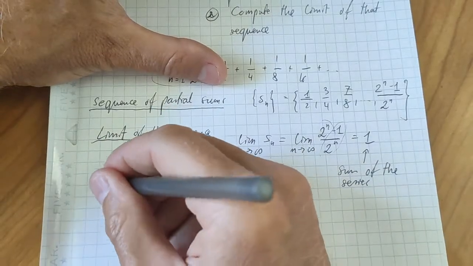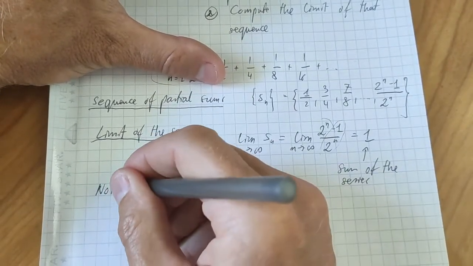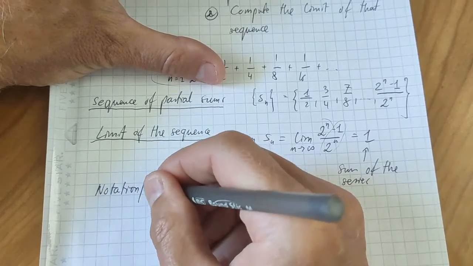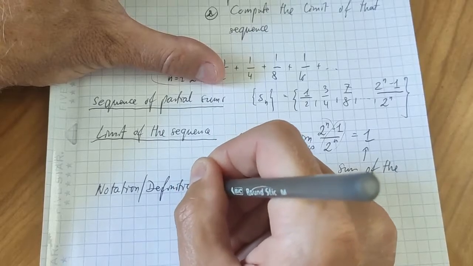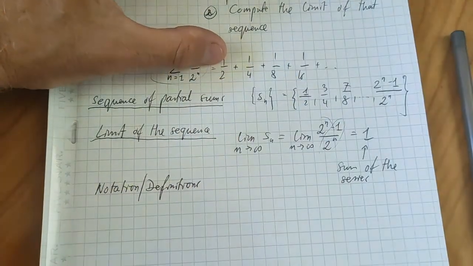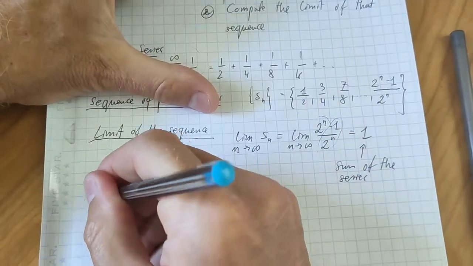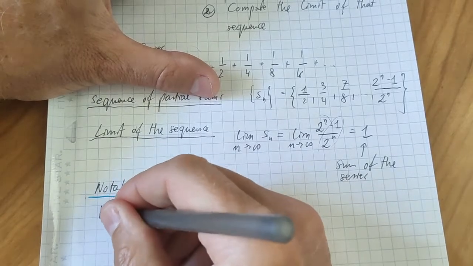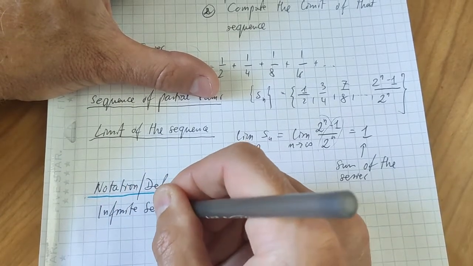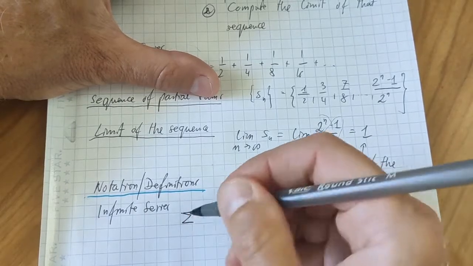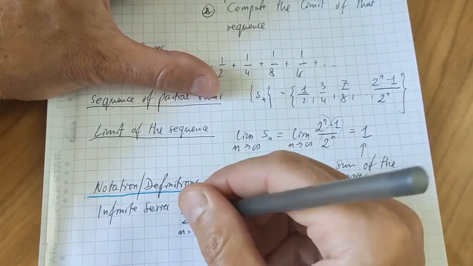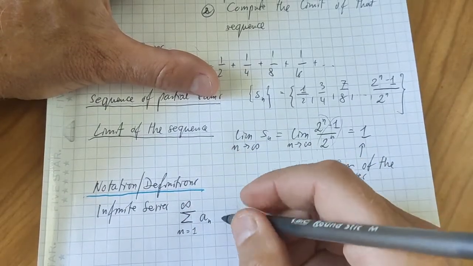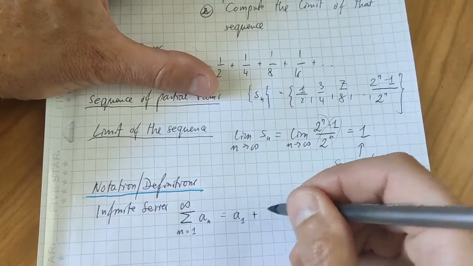Let's review the notation and a couple other definitions. So, infinite series: we have that infinite sum from n equal 1, it can be any number here, to infinity of a sub n. So we have those individual terms.